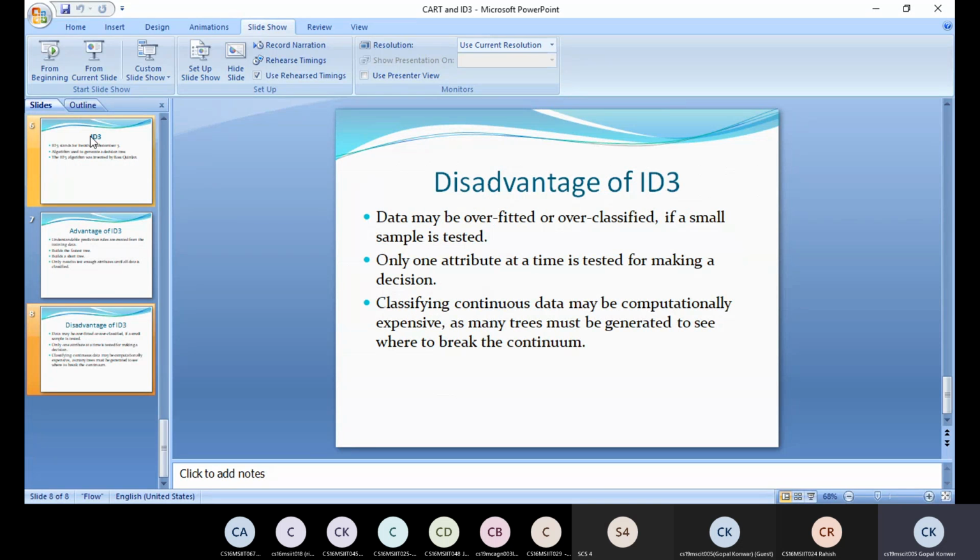These are some disadvantages of ID3. The data may be overfitted or overclassified if a small sample is tested. Only one attribute at a time is tested for making a decision. The last one is classifying continuous data may be computationally expensive, as many trees must be generated to see where to break the continuum. Thank you.